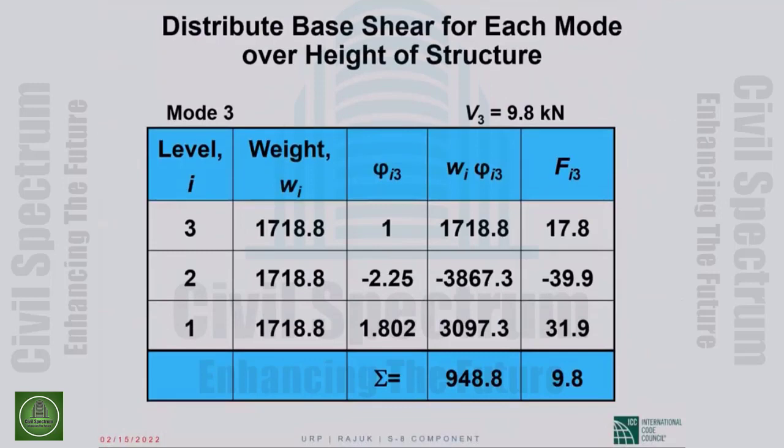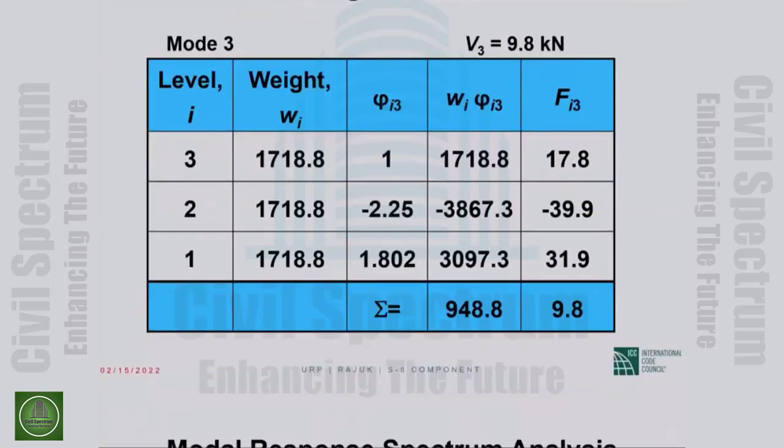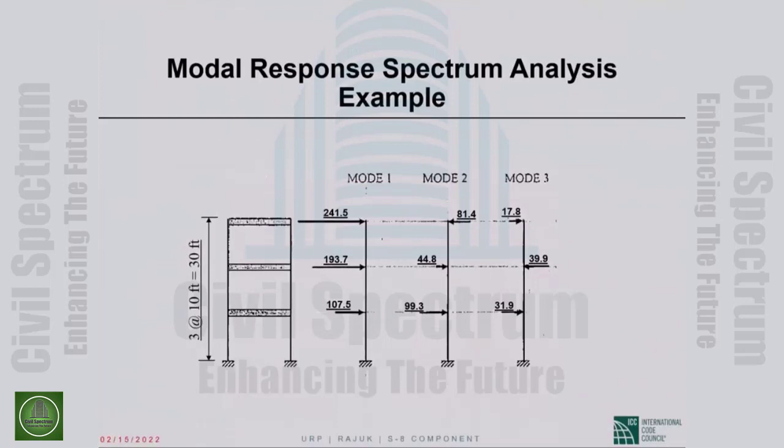The third mode base shear distributed along the height of the structure according to the third mode shape gives us those forces at the three floor levels. There are now two zero crossings. We go from positive to negative back to positive. And the sum of the three is the 9.8 kilonewtons of modal base shear. Okay, so this is, more or less to scale, what we have established.